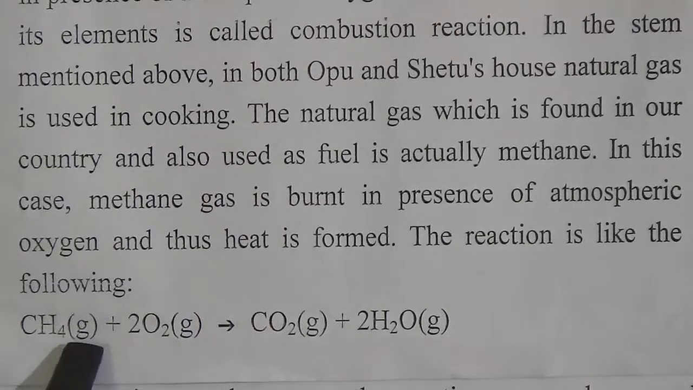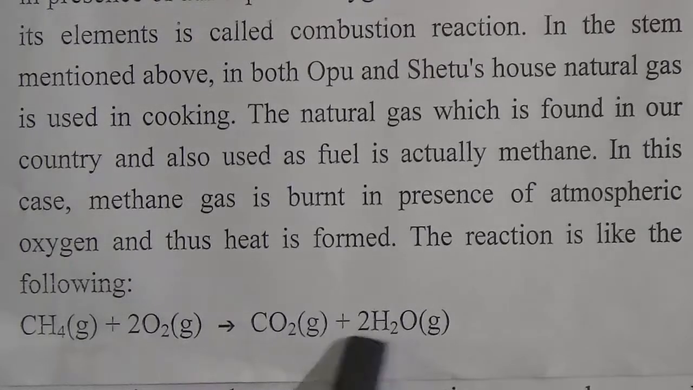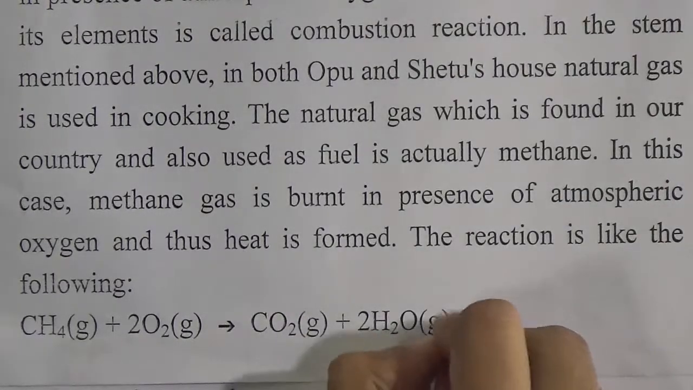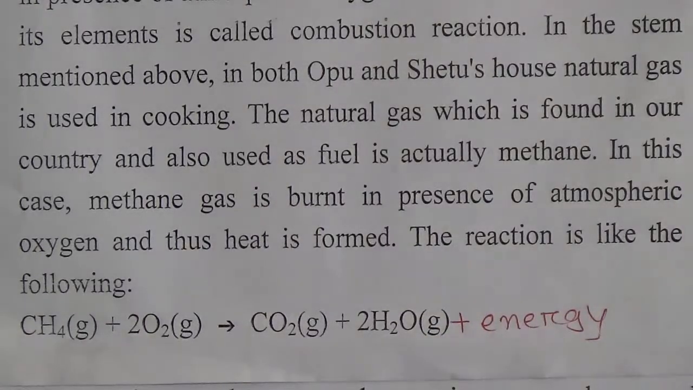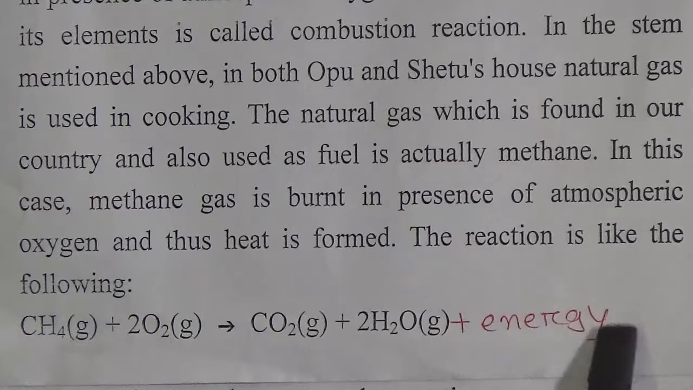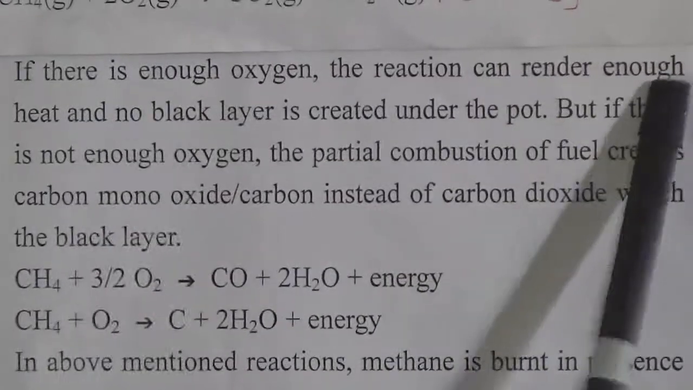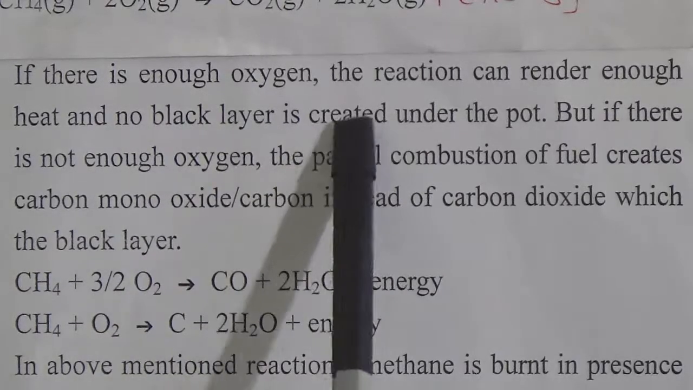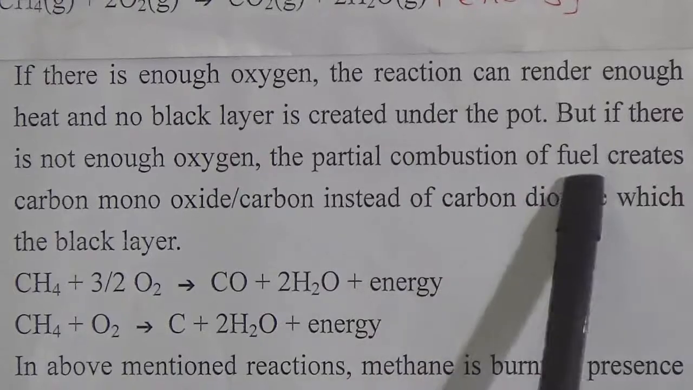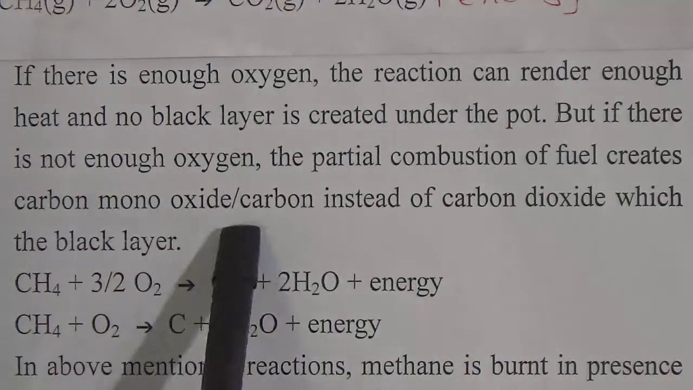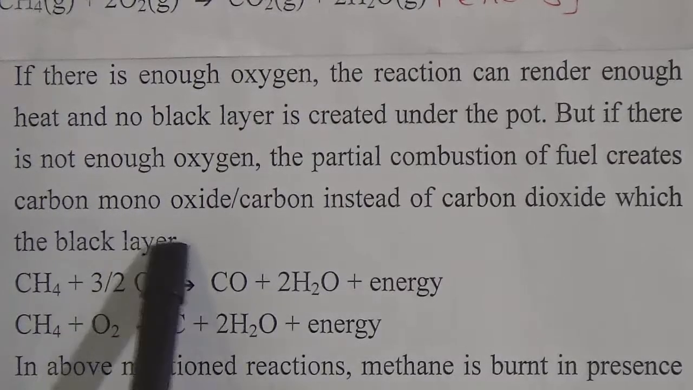That means methane, a gas, reacts with atmospheric oxygen and produces carbon dioxide, water and energy. Dear students, here energy is produced. With the help of this energy, Oppu's and Chetu's houses complete the cooking. If there is enough oxygen, the reaction can render enough heat and no black layer is created under the pot. But if there is not enough oxygen, the partial combustion of fuel creates carbon monoxide or carbon instead of carbon dioxide, which produces the black layer.